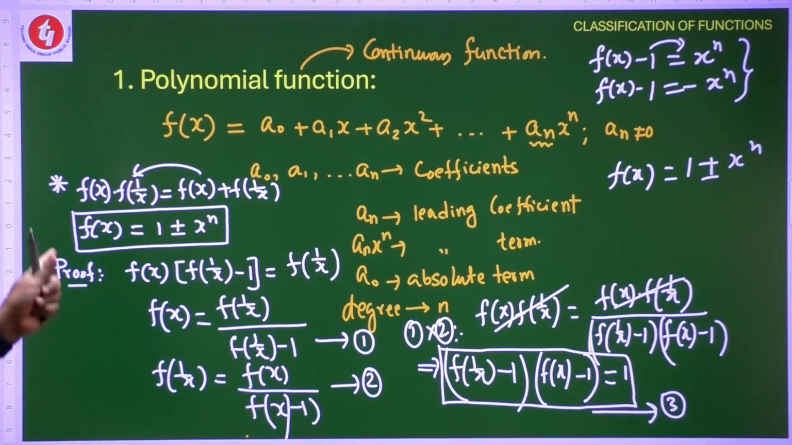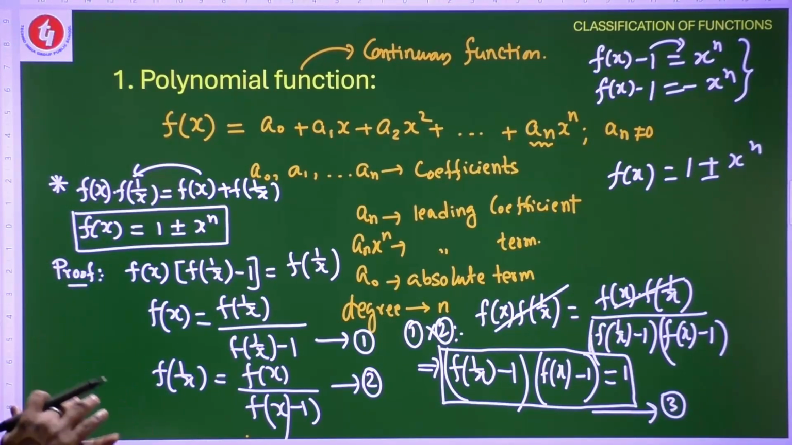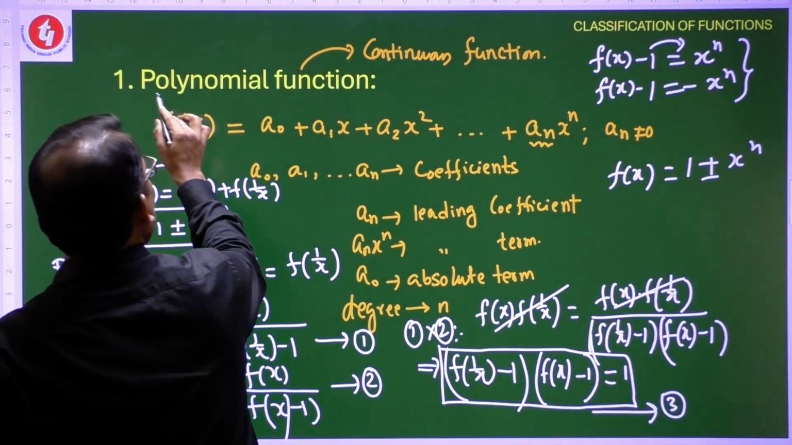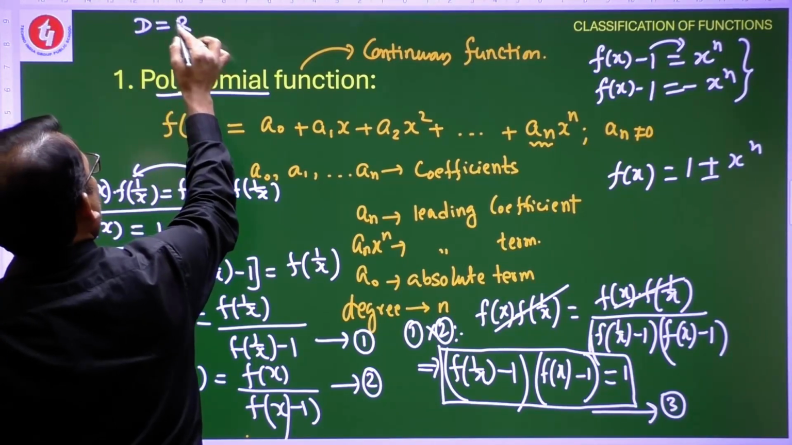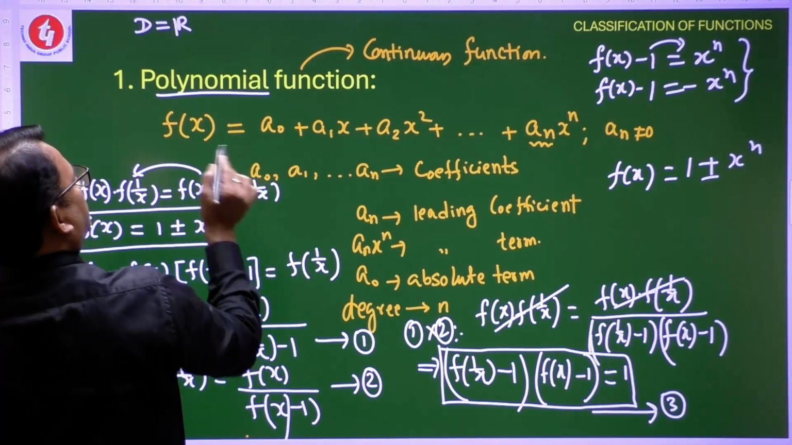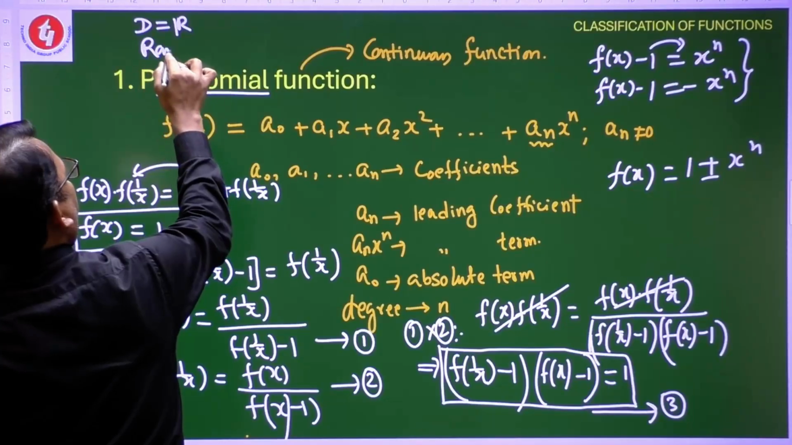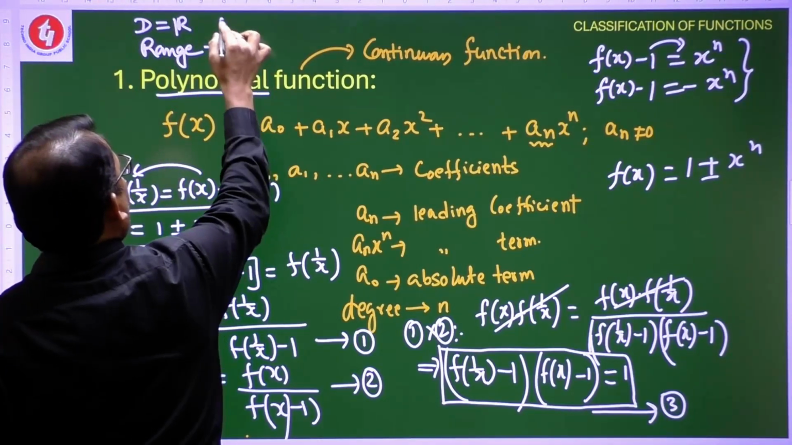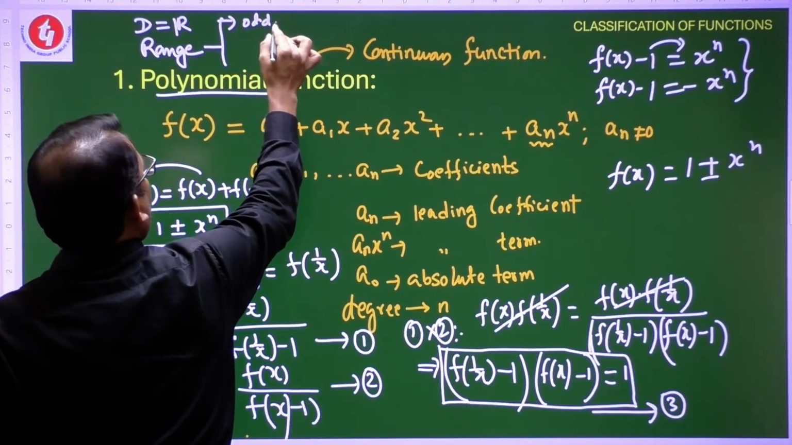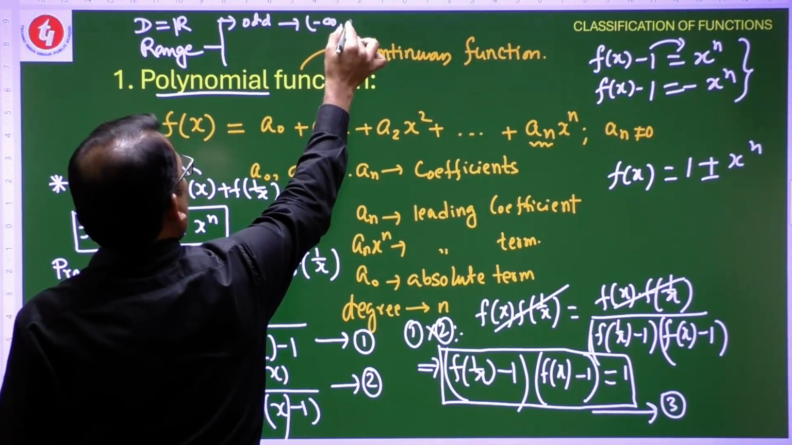Okay, during problem solving we require this one. I hope this part is clear to everyone. What is the domain of the polynomial and the range of the polynomial? For the polynomial function, its domain is the set of real numbers. And what about the range? The range depends on the degree of the polynomial. So the range for an odd degree polynomial is minus infinity to plus infinity.